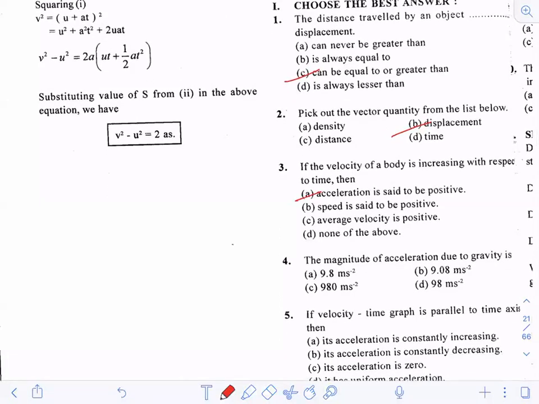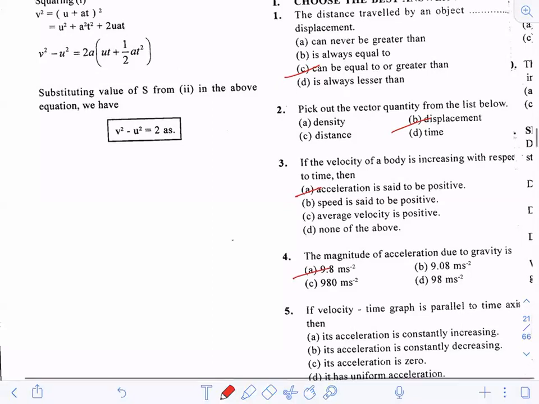Now, the magnitude of acceleration due to gravity is, you should not have any doubt, 9.8 meter per second square. Okay, good. Question number 5 now.